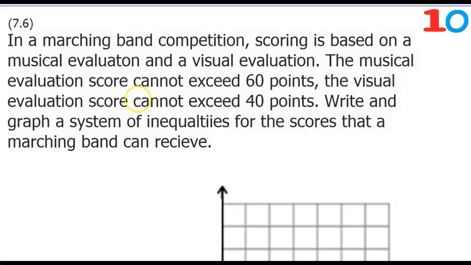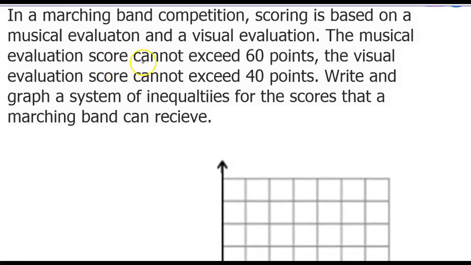Last problem. It says, in a marching band competition, score is based on a musical evaluation and a visual evaluation. The musical evaluation score cannot exceed 60 points. The visual evaluation score cannot exceed 40 points. Write and graph a system of inequalities for the scores that a marching band can receive.